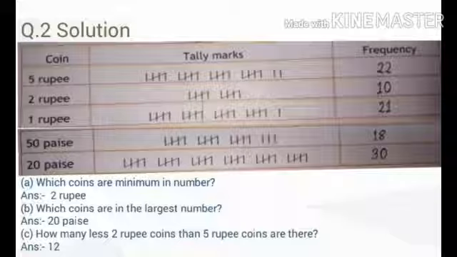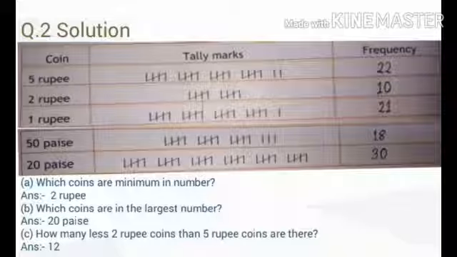Clear? Next, B. Which coins are in the largest number? So you see in the frequency again, which is the largest number of coins that is in her money bank. 20 paise is 30 times. So we will write 20 paise.